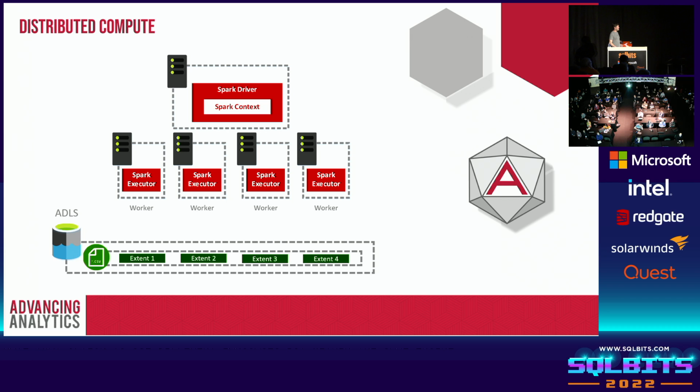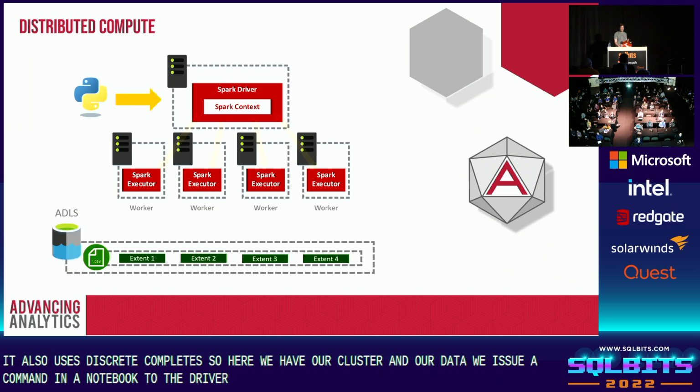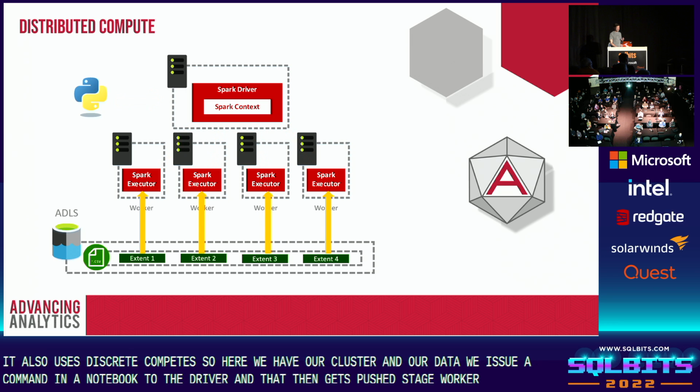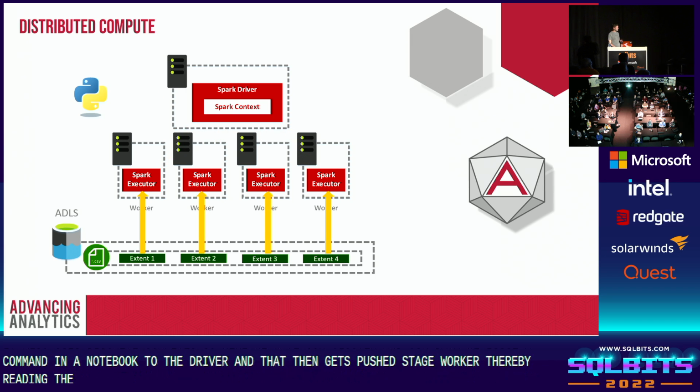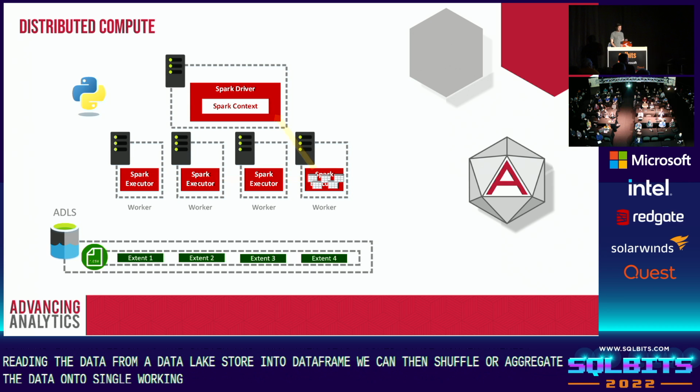It also uses distributed compute. So here we have our cluster and our data. We issue a command in a notebook to the driver, and that then gets pushed to each worker, thereby reading the data from our data lake into a data frame. We can then shuffle or aggregate the data onto a single worker, returning it to the driver, with the results visually returned to the notebook.